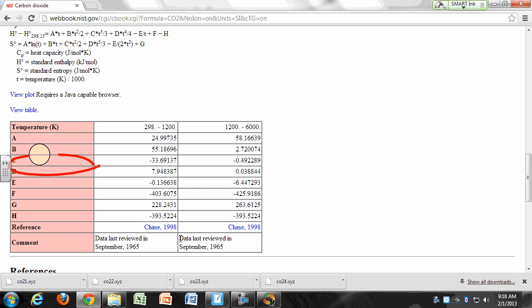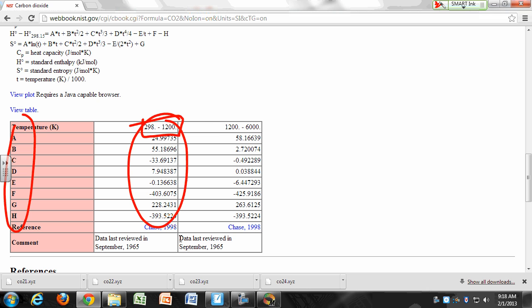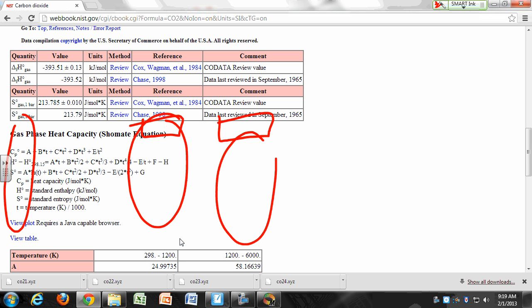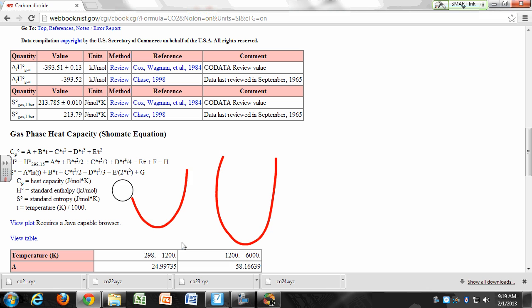Down here. These are your constants in the Shomate equation, A, B, C, D, E, F, G, H. So these are the values of the constants fitted from 298 to 1200 Kelvin. And if you're interested in the 1200 to 6000 Kelvin range, these are the numbers that you need. Okay, so your Shomate equation expresses the heat capacity at constant pressure, at 1 atmosphere pressure in this particular case. So that superscript 0 there means standard pressure, actually 1 bar pressure, okay?